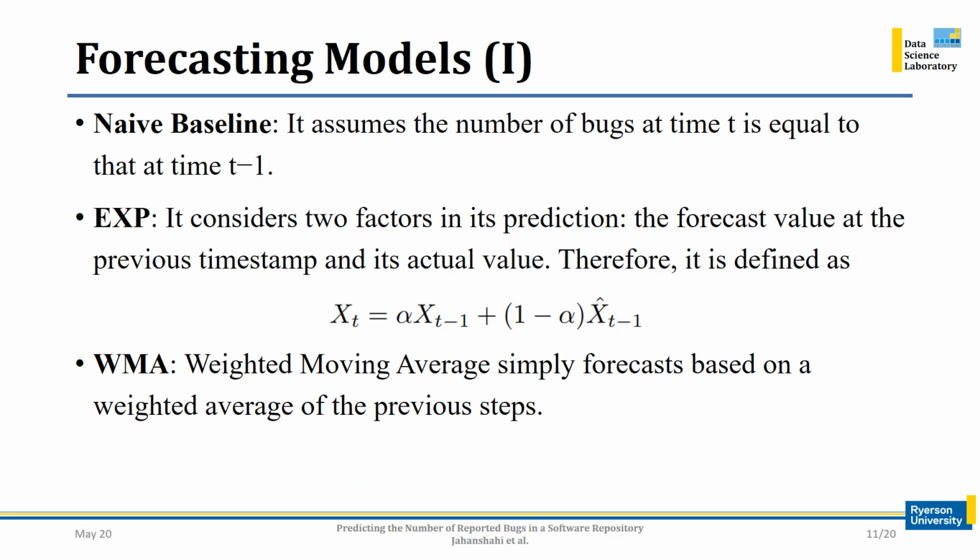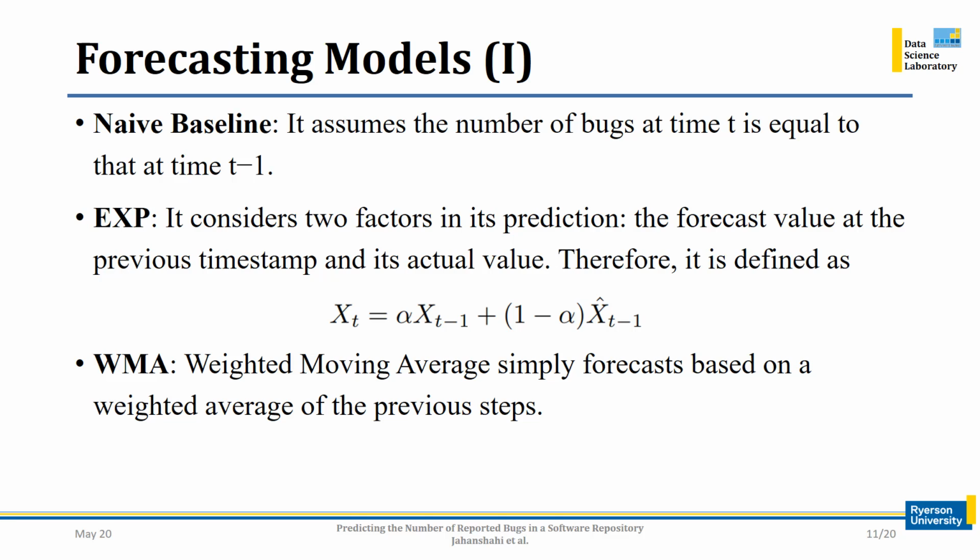Let's talk about the forecasting models. We consider different algorithms plus a baseline. The algorithms that we are considering here are LSTM, ARIMA, exponential smoothing, weighted moving average, and random forest regressor. We also defined exogenous variables to examine the effect of external and seasonal variables on the prediction performance. The exogenous variables include branch dates, week of the month of the year, and the year of the bug report. Here, the naive baseline assumes the number of bugs at time t is equal to that of time t minus 1. That's what we defined before.